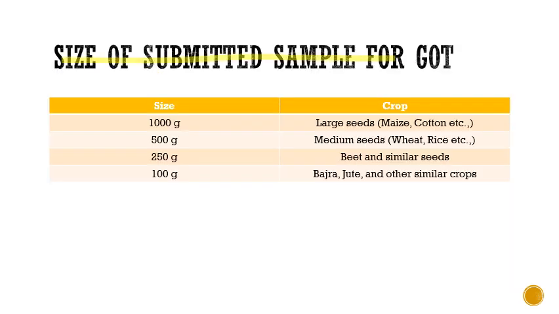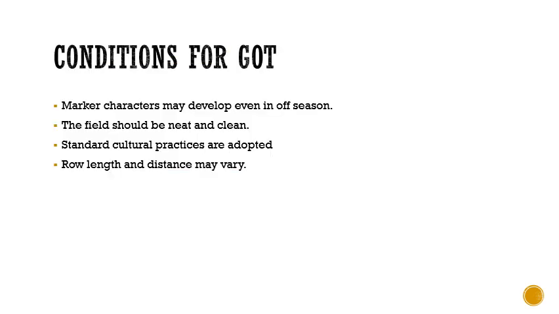Now coming to the size of the submitted sample for GOT. If we are taking samples from large seed crops such as maize, cotton, etc., then we have to submit a sample of 1000 grams. If it is of medium seeds like wheat, rice, etc., then we need to submit 500 grams. If it is sugar beet and similar sized seeds, then we have to give 250 grams. And if it is bajra, jute and other similar crops, then we need to submit 100 grams of seeds.